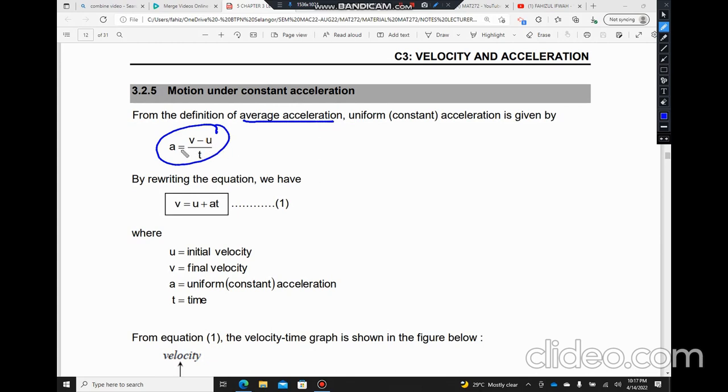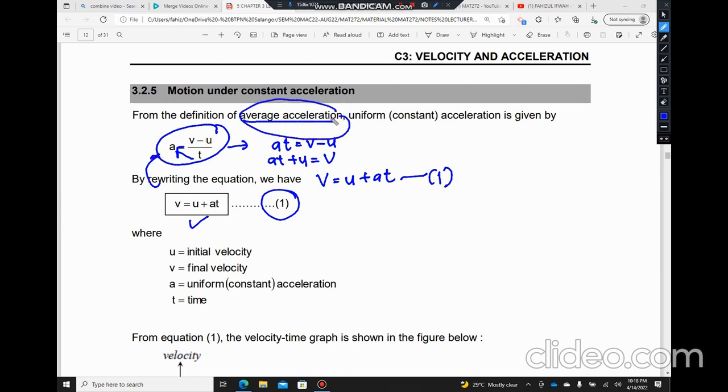daripada sini kita boleh susun balik equation ni, at equals v minus u, and then at plus u equals v, or v equals u plus at. So we get equation number 1. So kita dapat satu equation. Yang ni kita just susun balik daripada formula average acceleration.